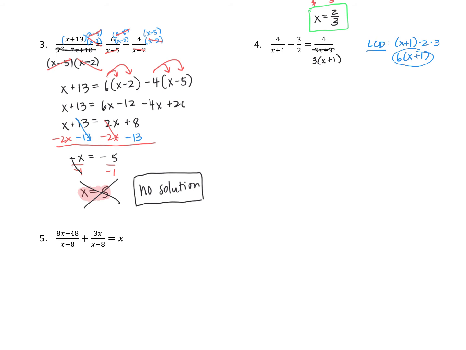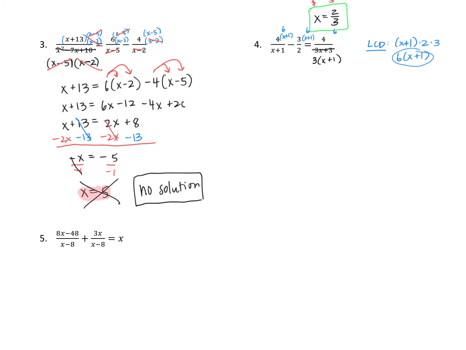All right, the next step is to distribute your LCD to every term. We've got 3 terms, 3 fractions in this case. So we're going to multiply each numerator by the entire LCD. So 6 times x plus 1.